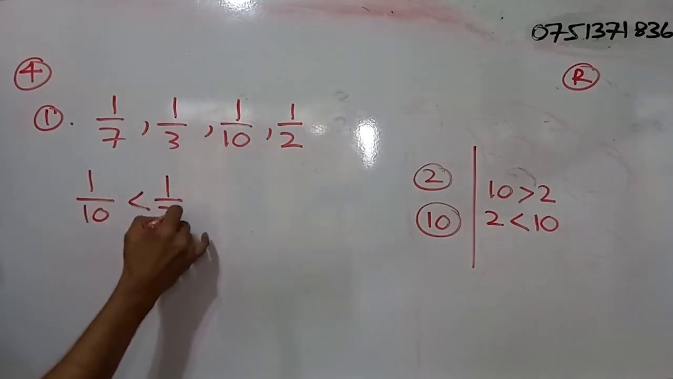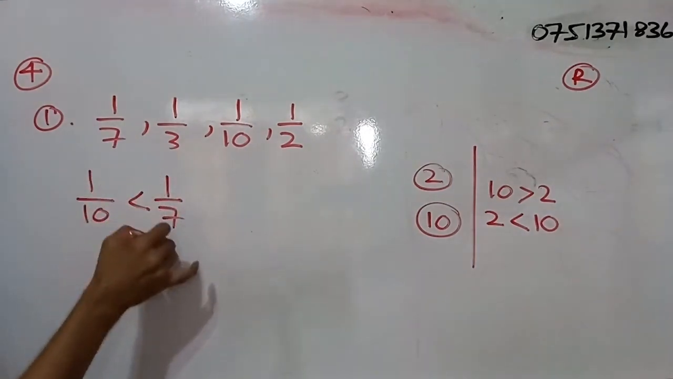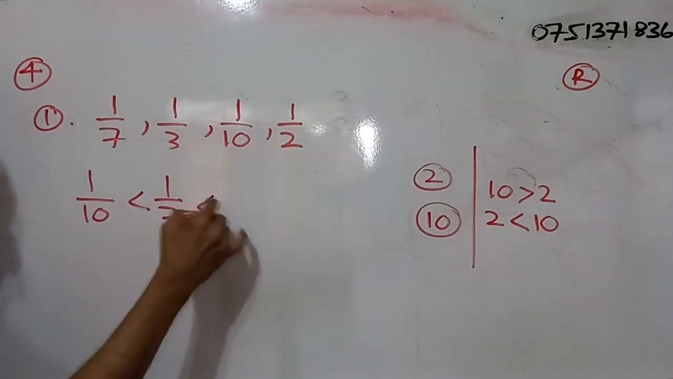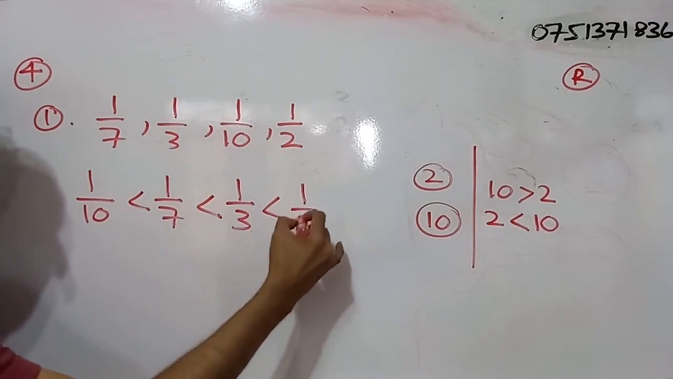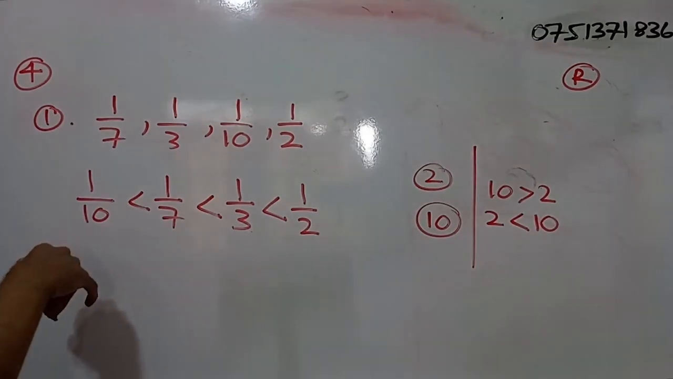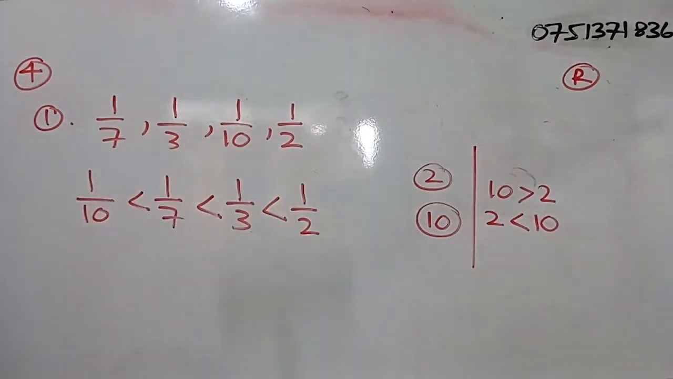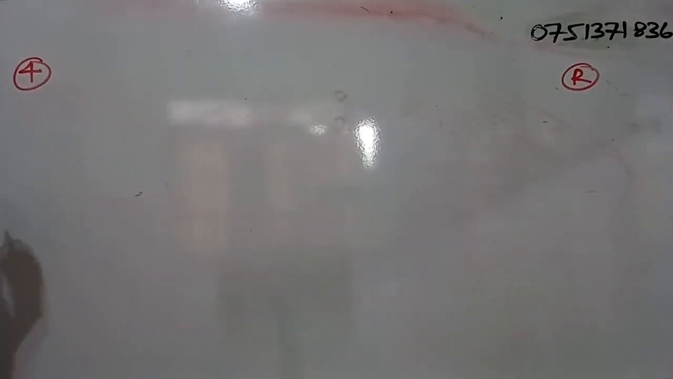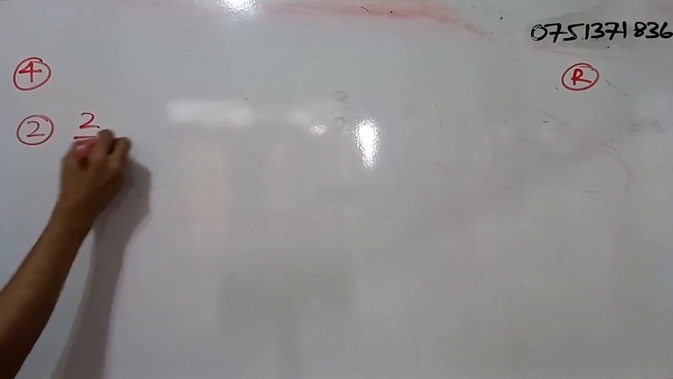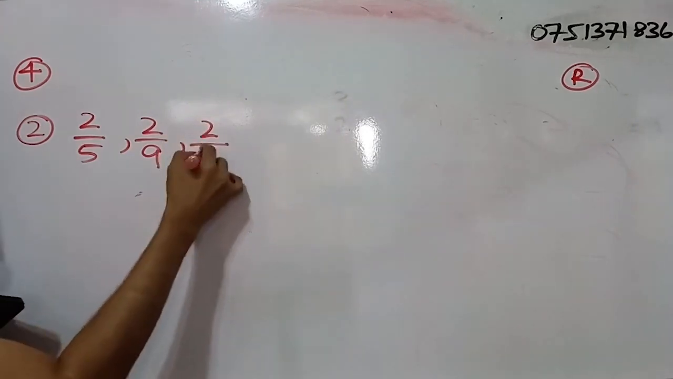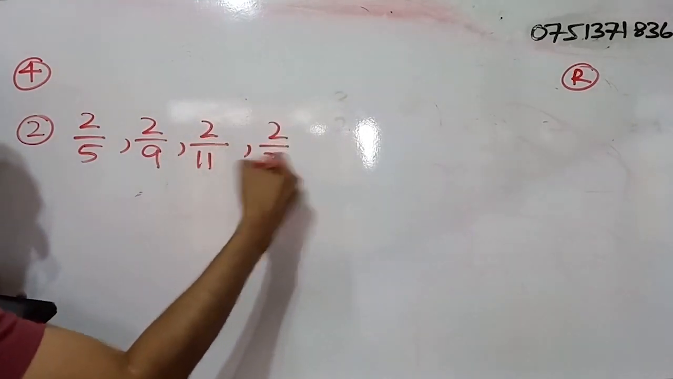Then after that, 1 by 7. So 1 by 10 and 1 by 7. When we compare these two fractions, 1 by 7 is the larger one, right? Then comes 1 by 3 and 1 by 2, that is the larger fraction. So this is the manner where when we arrange the given fractions in ascending order, this is the manner we get the answer. Right, part 2. So there we have 2 by 5, 2 by 9, 2 by 11 and 2 by 3.